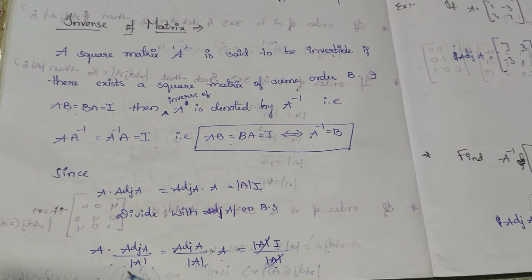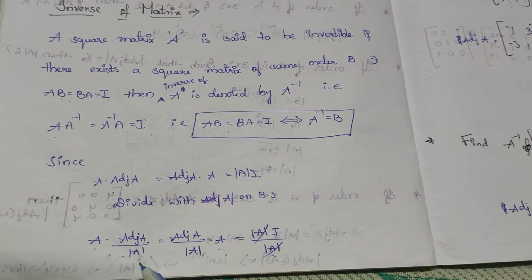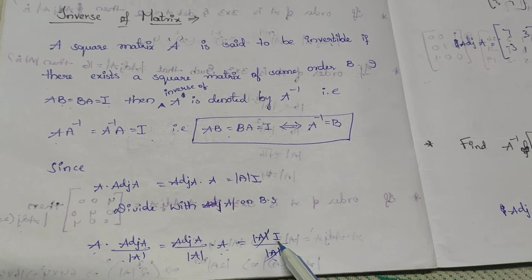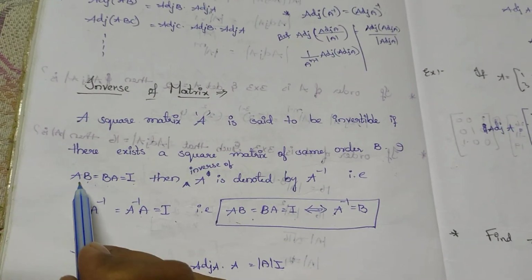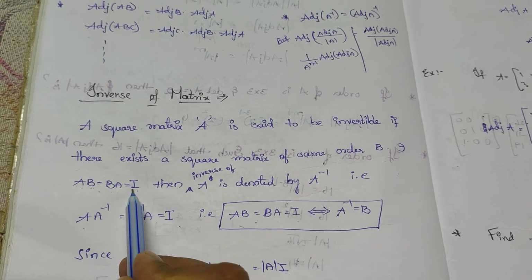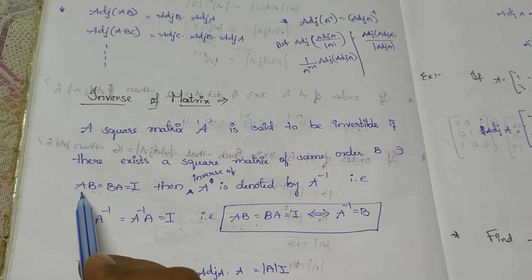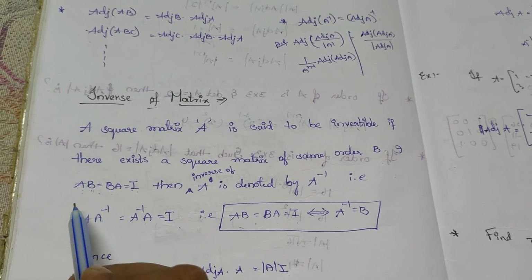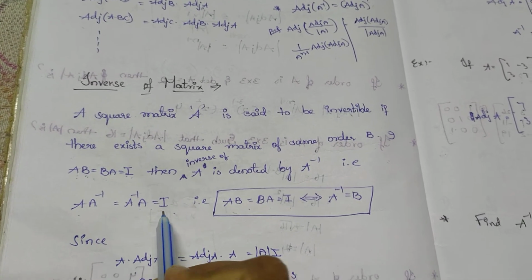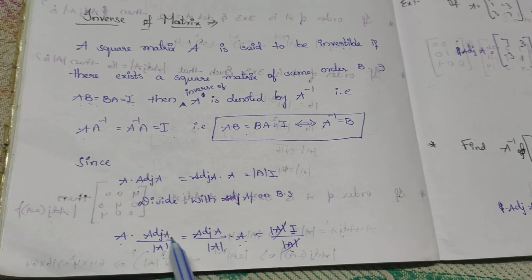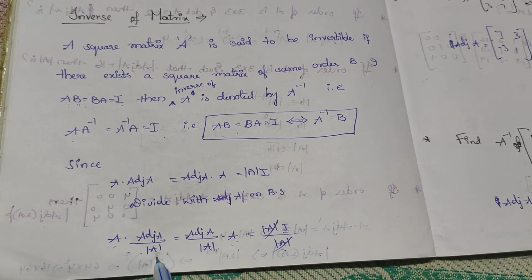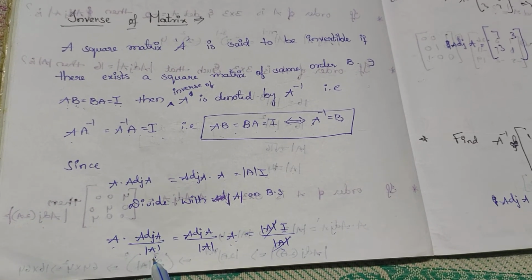See here, A into adjoint of A by det A is equal to adjoint of A by det A into A is equal to what do you get? I. Same as: A into B is equal to B into A is equal to I, then B is called the inverse of A and it is denoted by A inverse. That means A into A inverse is equal to A inverse into A is equal to I. In the same way, in the place of B, what is the matrix here? Adjoint of A by det A. It is also a matrix. Det A is the constant.